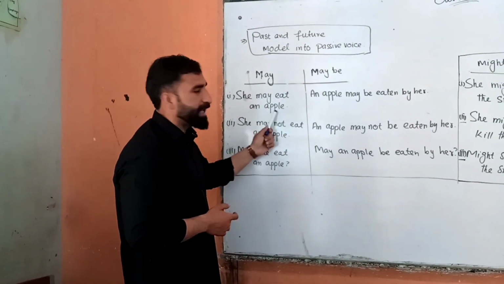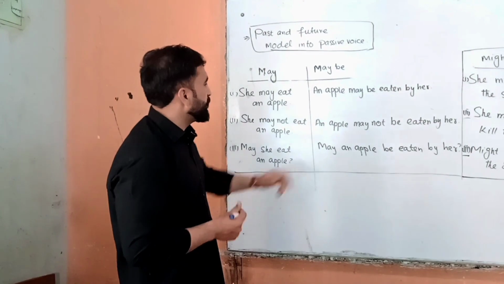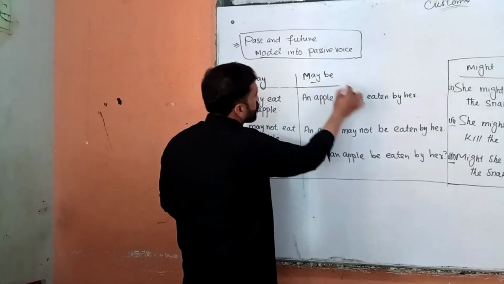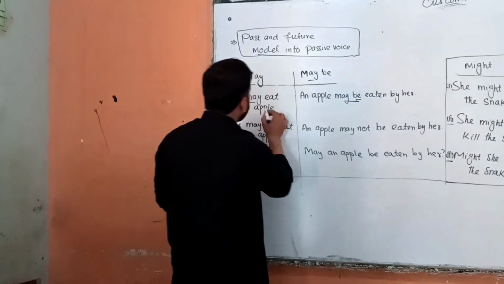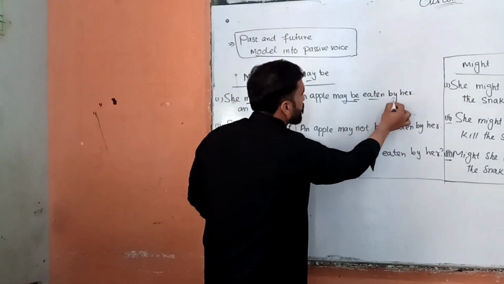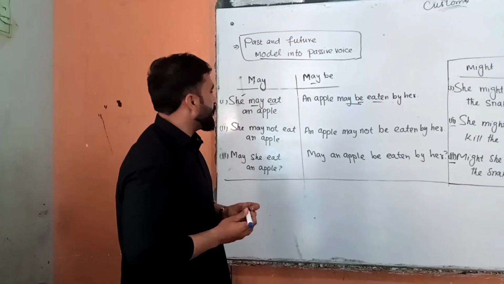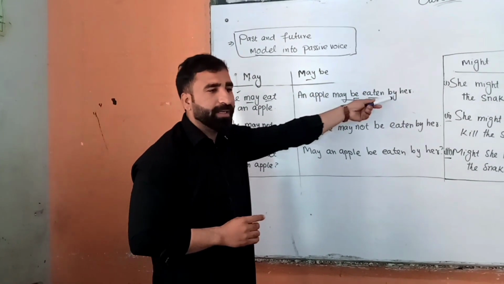She may eat an apple. An apple may be eaten by her. Because we change "may" into "may be", and "eat" will be changed into "eaten". By whom? By her. So, "She may eat an apple" becomes "An apple may be eaten by her."